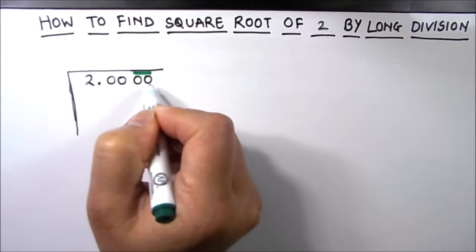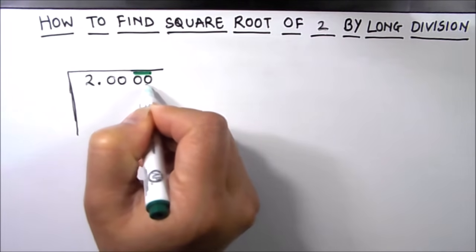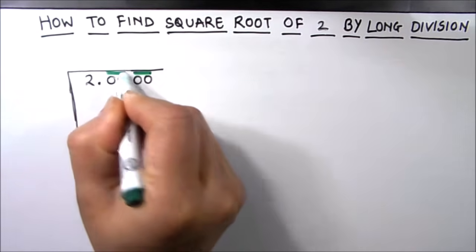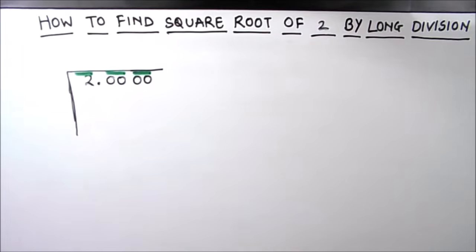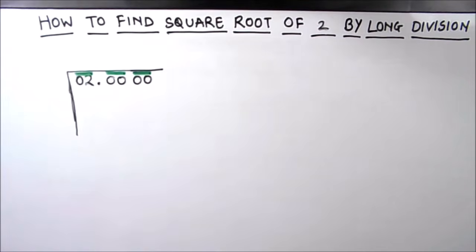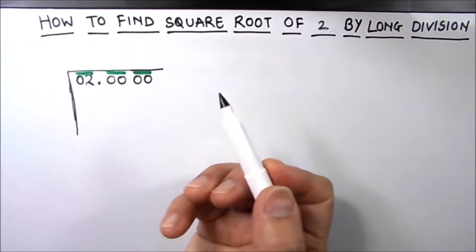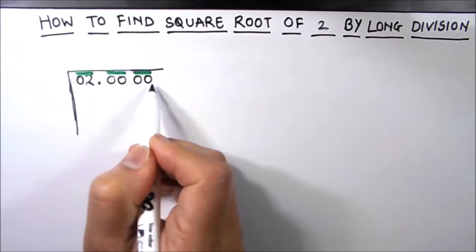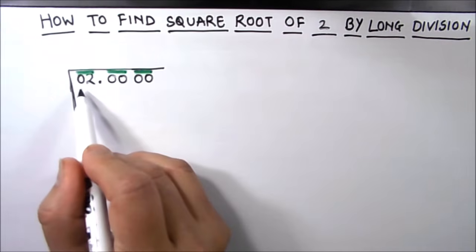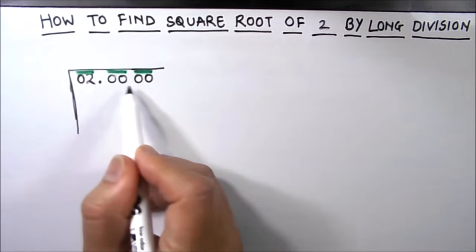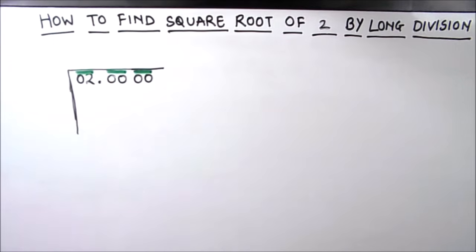Starting from the units digit, we have this pair of numbers 0 0. This is called one group. This is the other group. This is the third group, which is the number 2, and we can add a 0 to make a group. So the first step for finding the square root by long division is to make groups of numbers starting from the units digit. In our case, as our number was a single digit number, we have added 2 groups after the decimal point as we are finding the square root up to 2 decimal places.